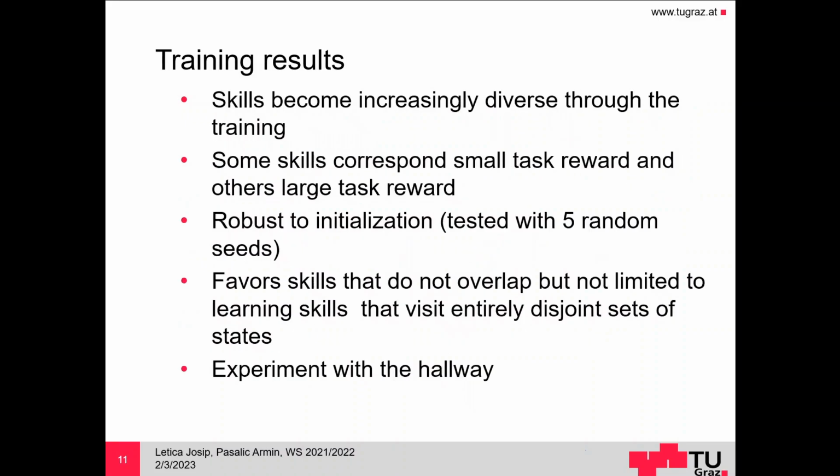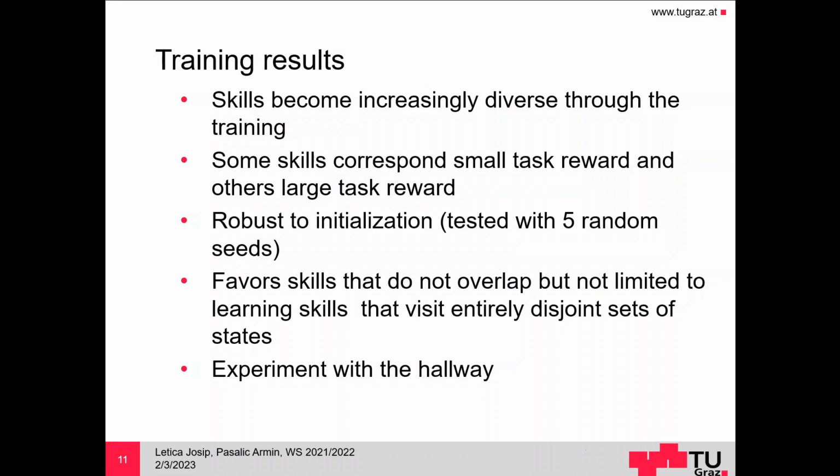And now we're coming to some more results. What they concluded was that skills become increasingly diverse through the training. Some skills correspond to small task reward and others to large task reward. This is fairly natural, because we are dealing with an algorithm which does not have any reward function. They were able to show that their algorithm is robust to initialization. They tested with 5 random seeds, and the environments that they used for this experiment were mountain car and inverted pendulum.